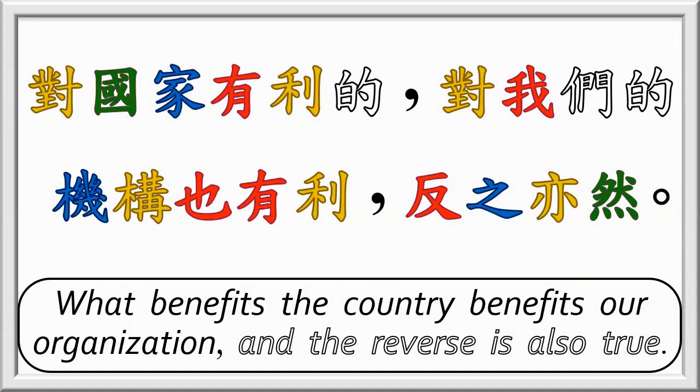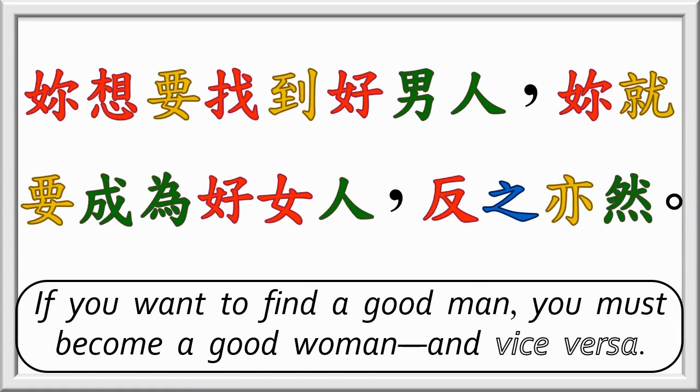An extension of 亦然 is the expression 反之亦然, meaning the opposite is also true, or vice versa in English, or I should say in Latin. 对国家有利的，对我们的机构也有利，反之亦然。What benefits the country benefits our organization, and the reverse is also true. 你想要找到好男人，你就要成为好女人，反之亦然。If you want to find a good man, you must become a good woman, and vice versa.